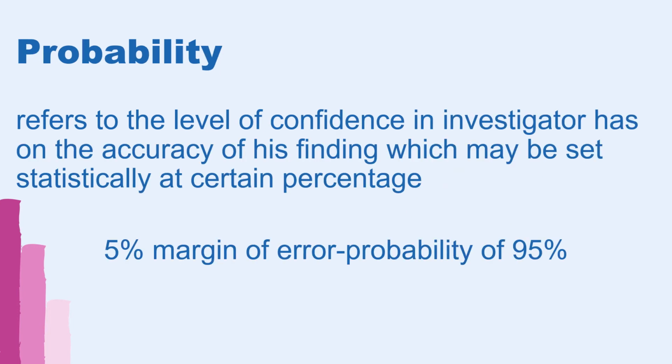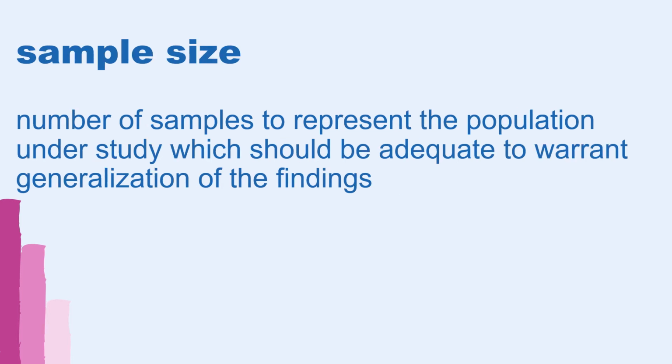Next, probability. I hope you're familiar with probability, the number theorem in your statistics in the past. Class, when I say probability, it refers to the level of confidence the investigator has on the accuracy of his finding, which may be set at certain percentages. And this could be 5% of error would be equal to the probability of 95%.